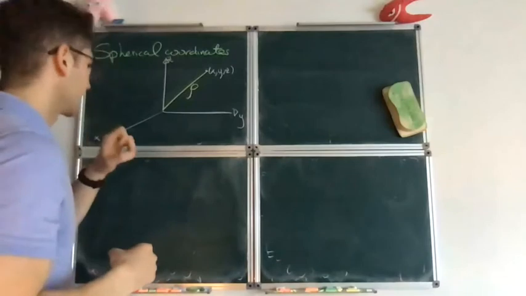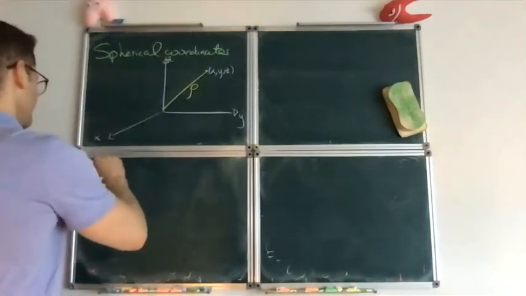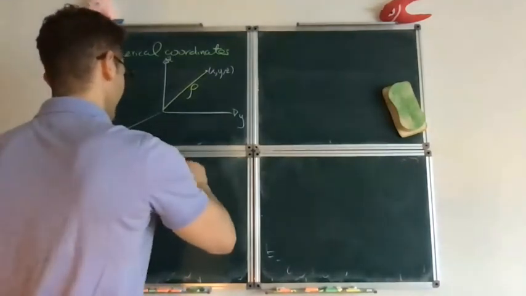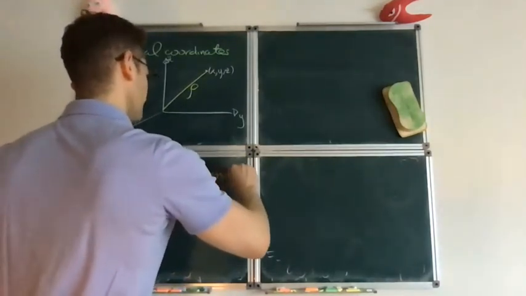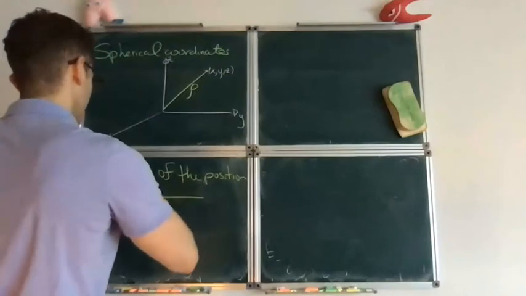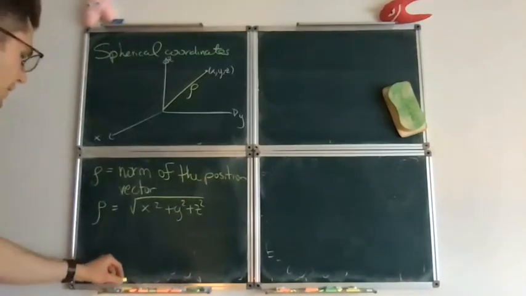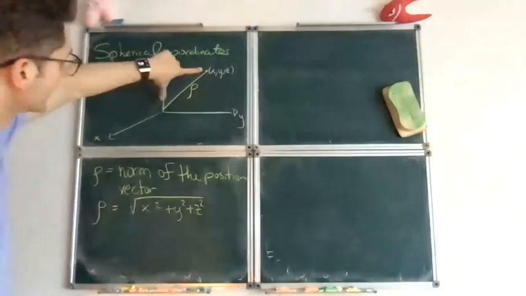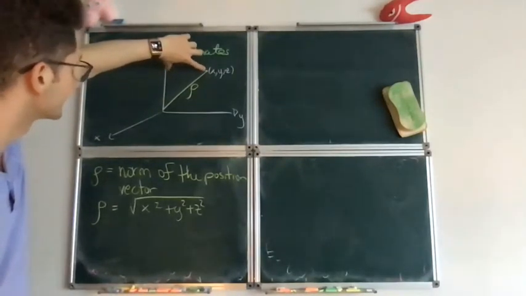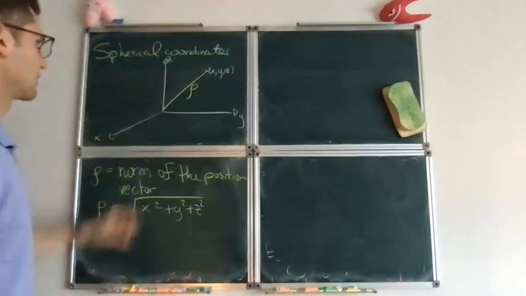Okay, and this is like the length of the position vector. So you could say this is the norm of the position vector, which is, remember, x squared plus y squared plus z squared, and then you take the square root of that. Okay, so this is different from the distance that we were using in cylindrical coordinates, because the distance in cylindrical coordinates is always the distance of this point to the z-axis, not from this point to the origin.